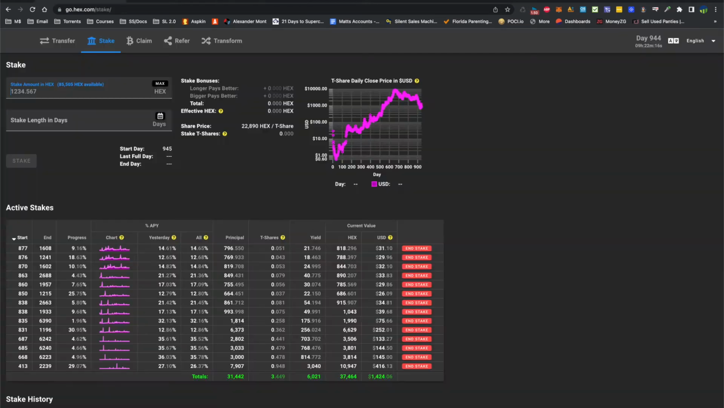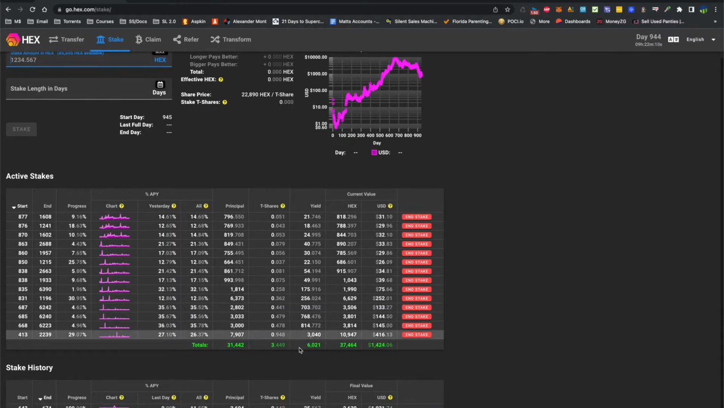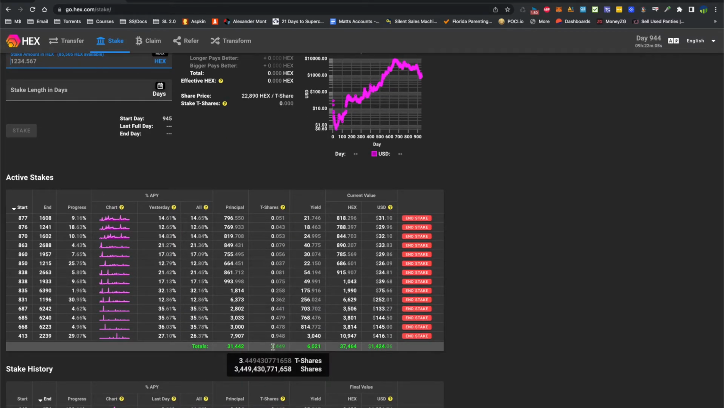So to stake, you're going to go to go.hex.com/stake. You can see right now I've already got 3.44 T-shares. So I get some of those penalties, not a lot. Some people have a ridiculous amount of T-shares because they started when HEX first launched.